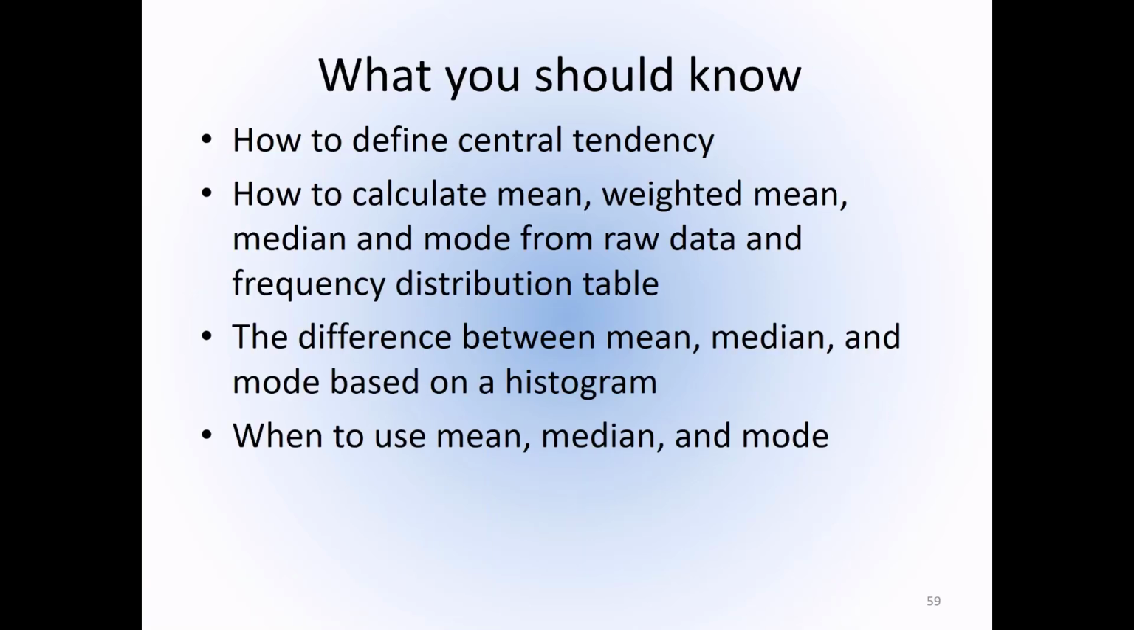So this is the end of our lectures on central tendency. You should be able to define what central tendency is, and you should be able to calculate the mean, the weighted mean, the median, and the mode for both raw data as well as based on a frequency distribution table. We are going to practice this in class, but this is something you want to practice on your own as well. You should know what the difference is between these different measures of central tendency, their pros, their cons, when to use them, and also which are going to be larger than the others based on the shape of a histogram, whether it's skewed to the left, skewed to the right, or whether it is bell-shaped and symmetric.